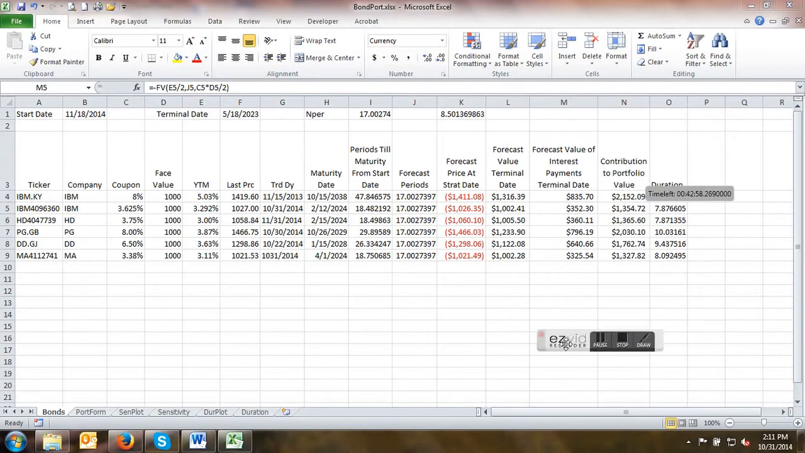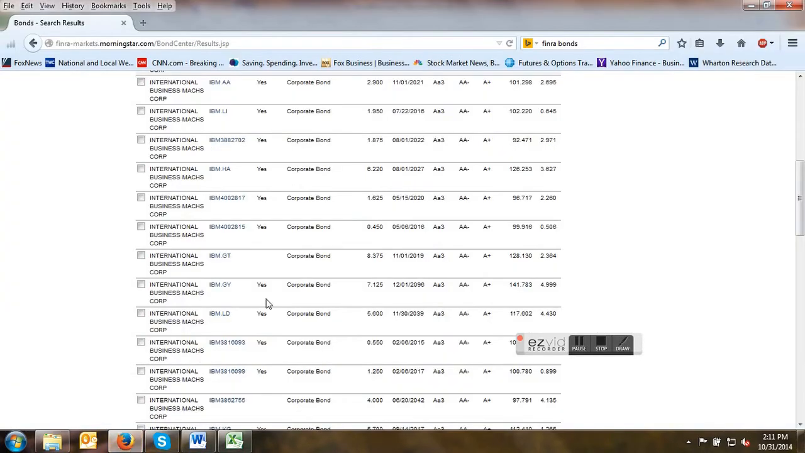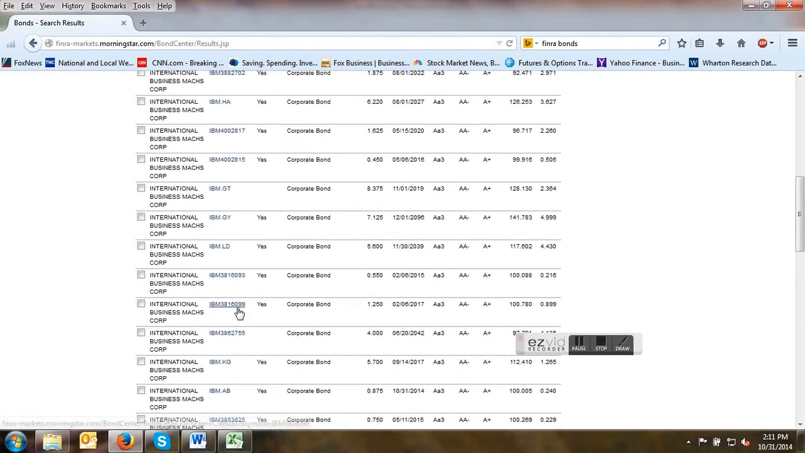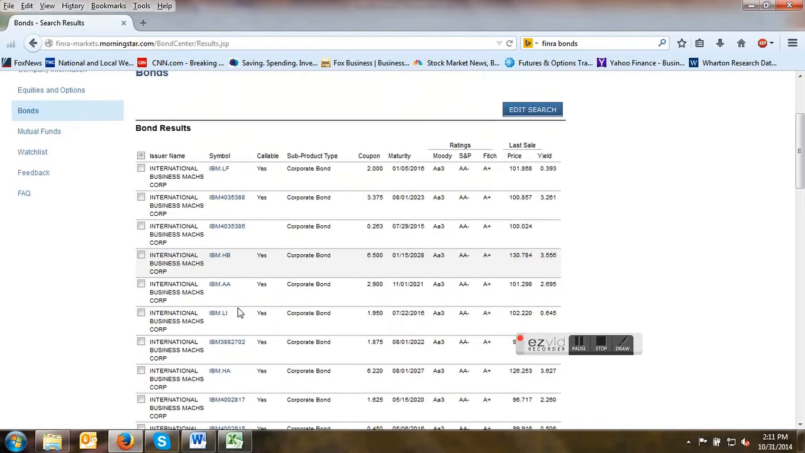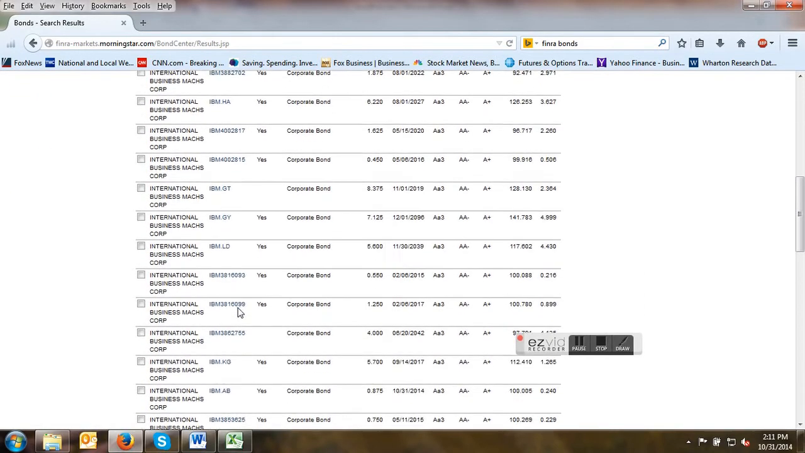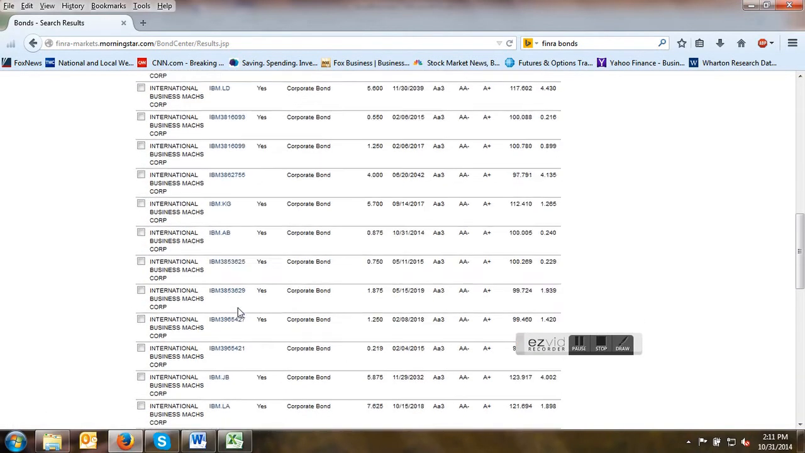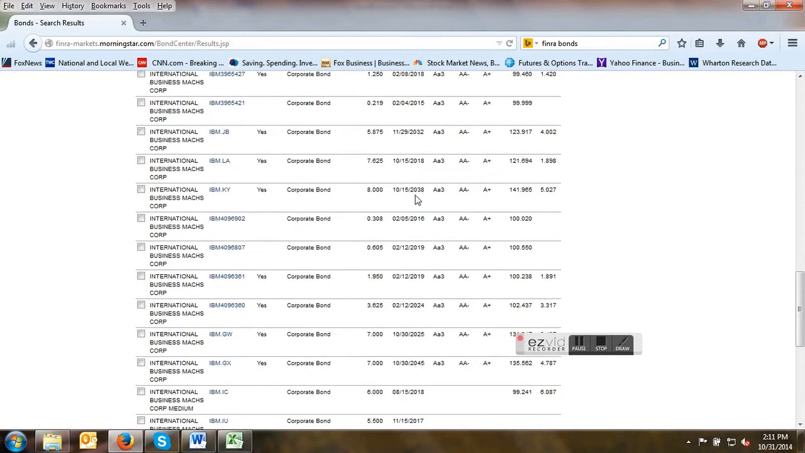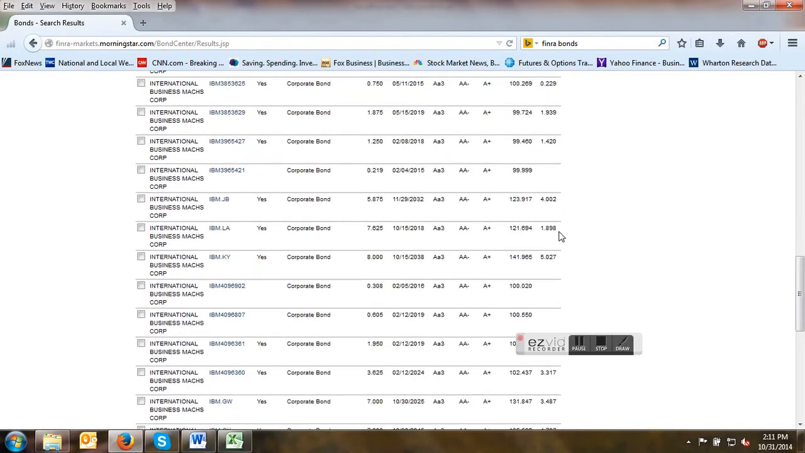The first bond I wanted to check out was IBM.KY. Company IBM, coupon is 8%. Let's just take a quick look at it. So I'm looking for IBM KY. It's here. Here we go, IBM KY. It matures in 2038, so that's after the target date. It has a yield right now of 5.27, which is a lot better than any other ones I have out here.